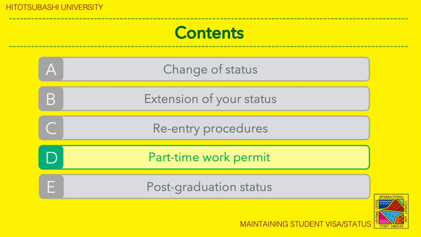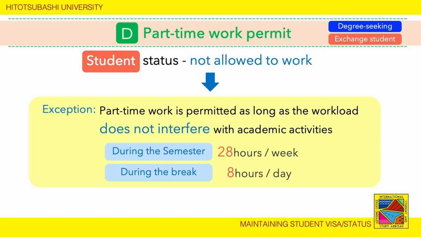Okay, the next section talks about working part-time with a student status. Okay, the immigration law basically wants you to study first. And so basically you're not allowed to work. However, on an exceptional basis, you are allowed to work part-time as long as that work doesn't interfere with the academic part of your everyday lives.